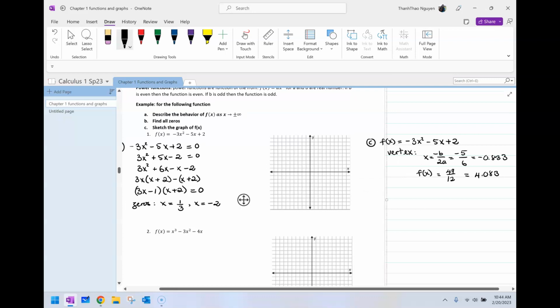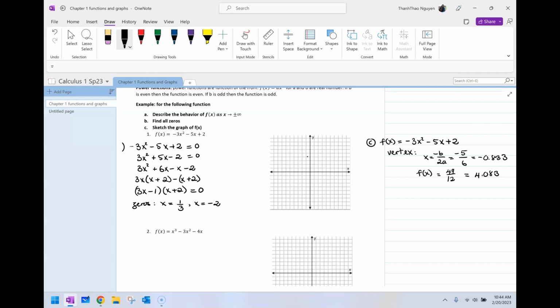So x is negative 0.833, a little bit closer to 1, and 4.083 is closer to 4. So the rough sketch of the graph, negative 2 and 1/3. And this is a rough sketch of the graph. It is not accurate, so don't take it too hard. Okay. Now, we'll go back to part A.